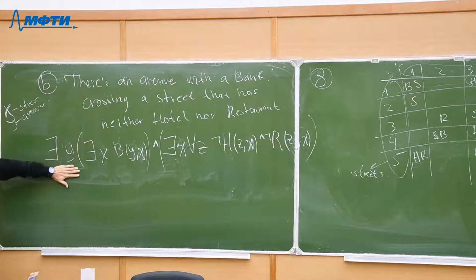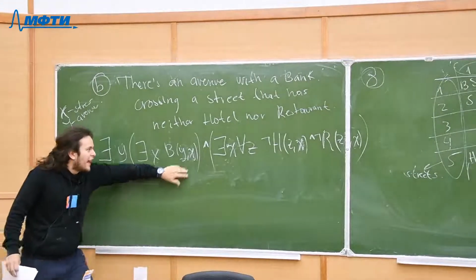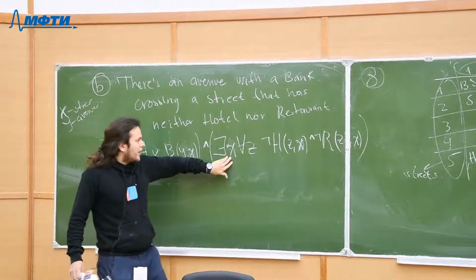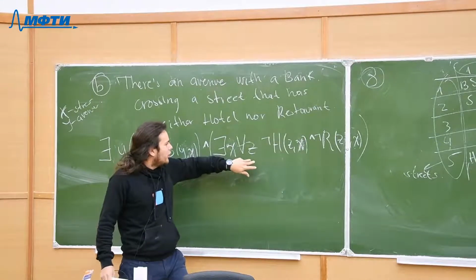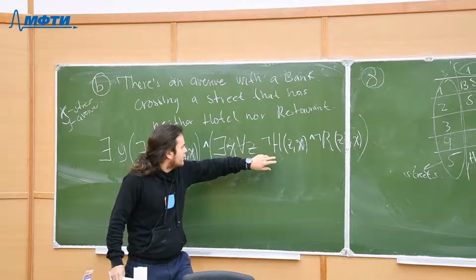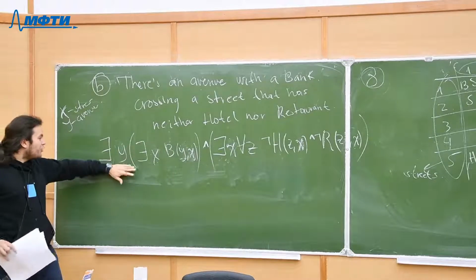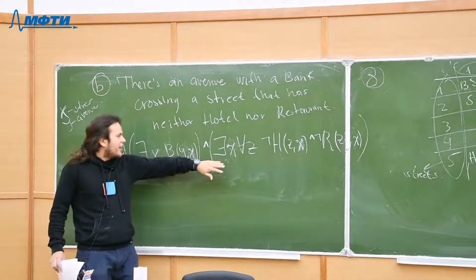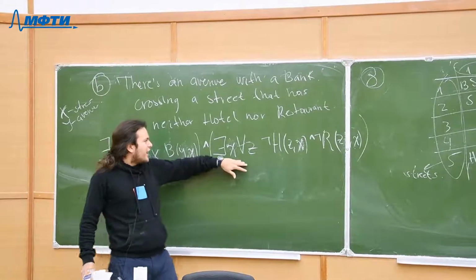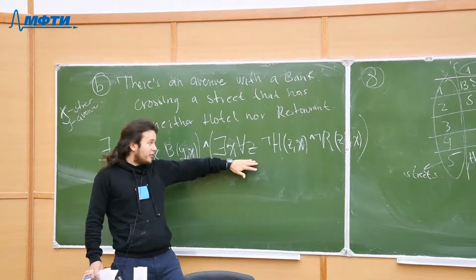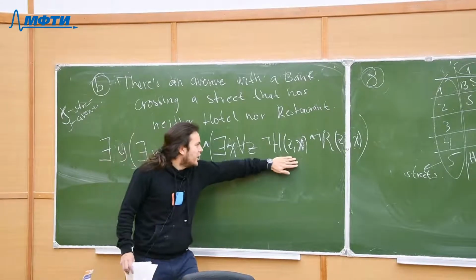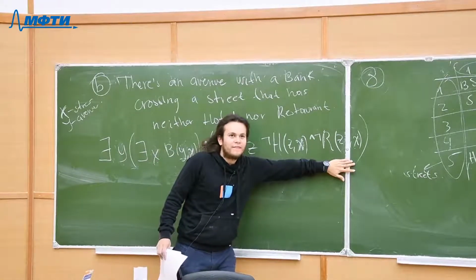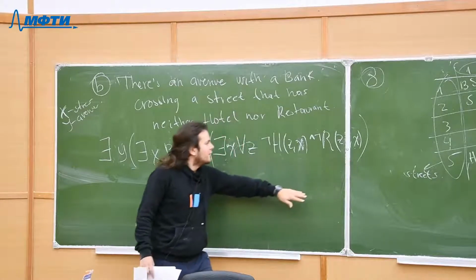So there's an avenue with a bank, and there exists a street such that all the avenues. So there's an avenue with a bank in the street X, and then in this street X, for all the possible avenues, there can be neither a hotel nor a restaurant. Okay?